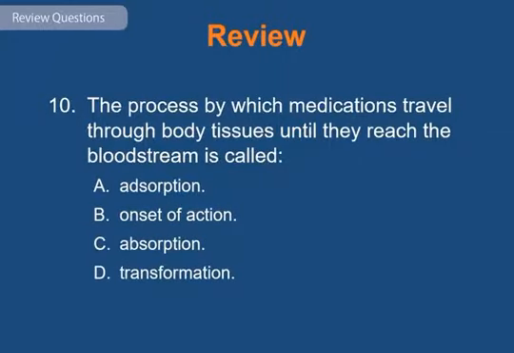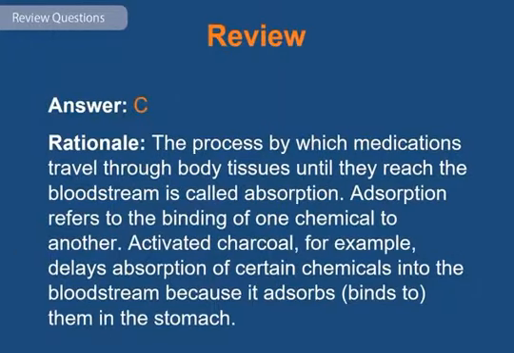Number 10, the process by which medications travel through body tissues until they reach the bloodstream is called A, adsorption, B, onset of action, C, absorption, or D, transformation. And it is C. The process by which medications travel through body tissues until they reach the bloodstream is called absorption. Adsorption, A-D, refers to the binding of one chemical to another. Activated charcoal delays absorption of certain chemicals into the bloodstream because it adsorbs or binds to them in the stomach.